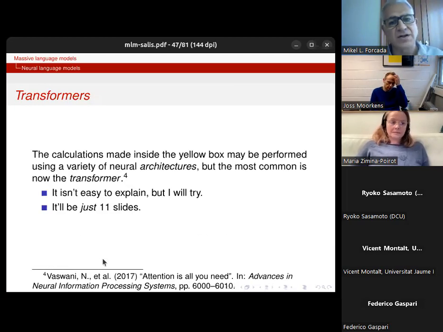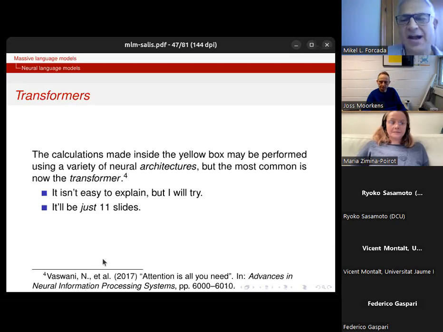So these calculations inside the yellow box may be performed using a variety of neural architectures, the most common being the transformer. Transformer, not the toy, not the monsters that transform into cars and things like that. So it's a transformer, and that's the citation. It's been around only for about 6 years.